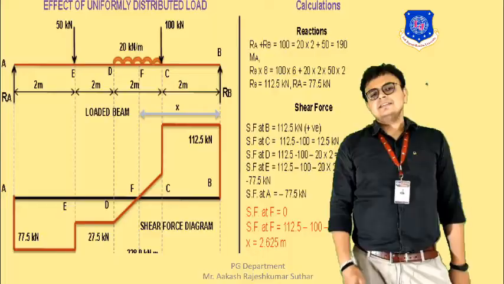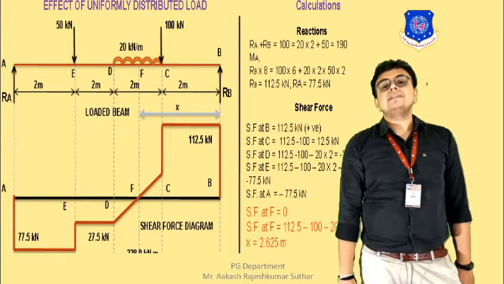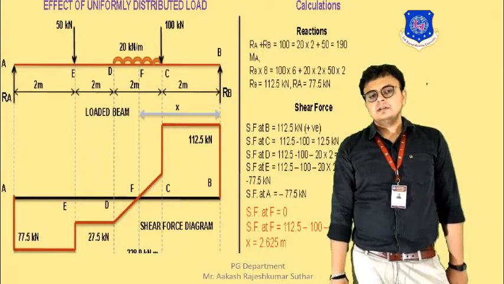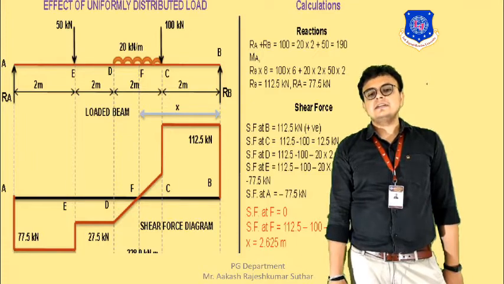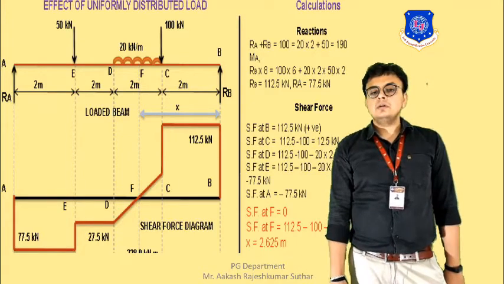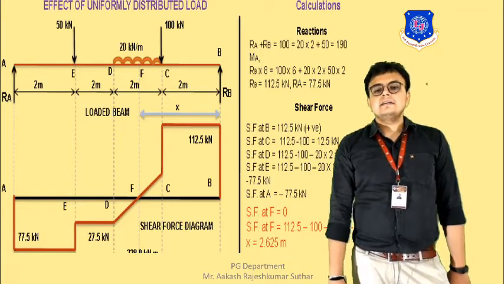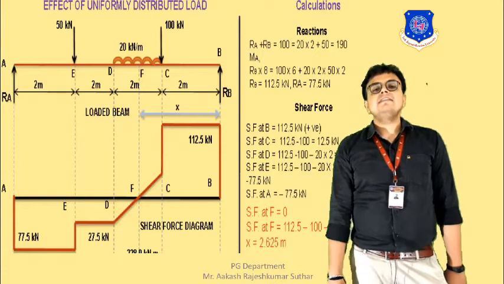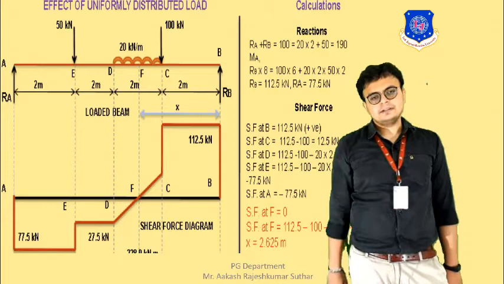So 3, 2, 1. Let's start. Now starting with our example where we have the UDL. You can see that we have the span AB, in which at E and at C we have concentrated loads of 50 kilonewton at E and 100 kilonewton at C, and in the span D to C we have a UDL with an intensity of 20 kilonewton per meter.